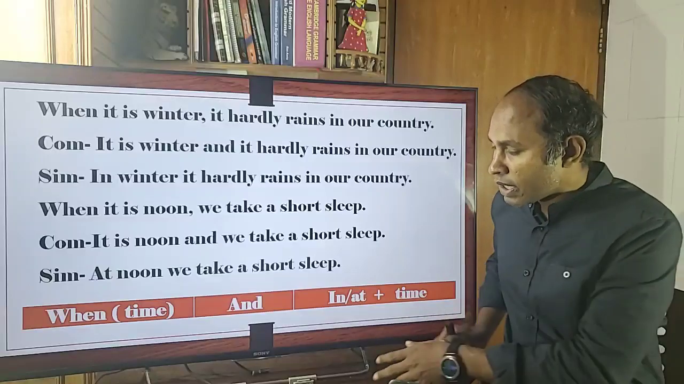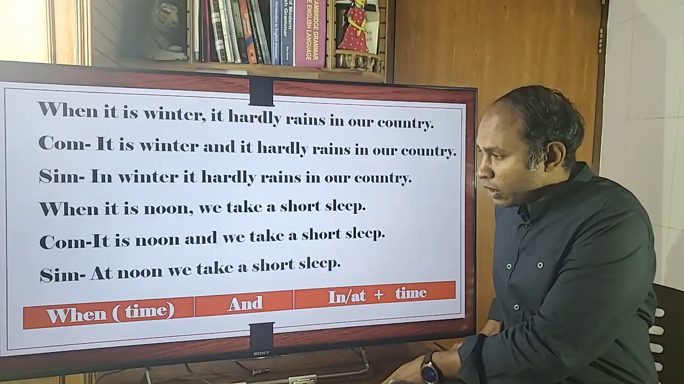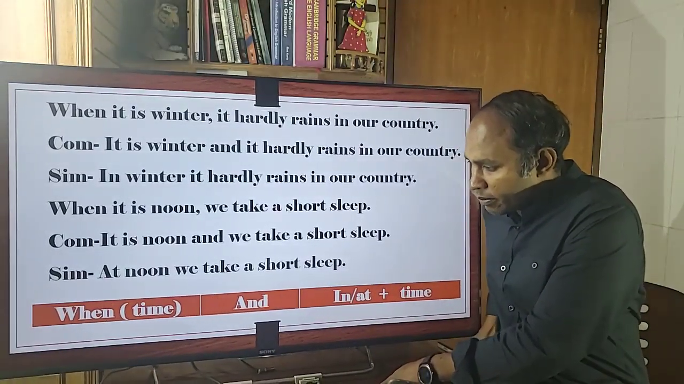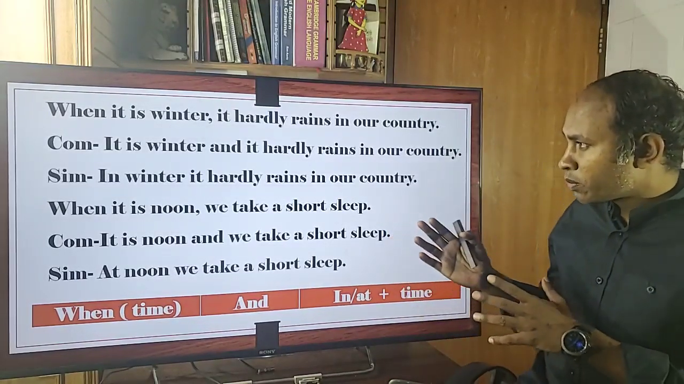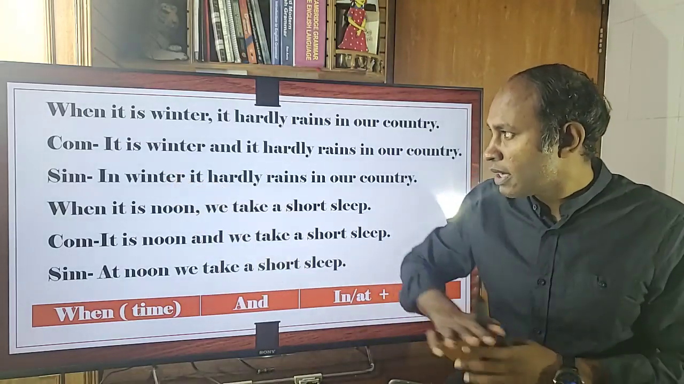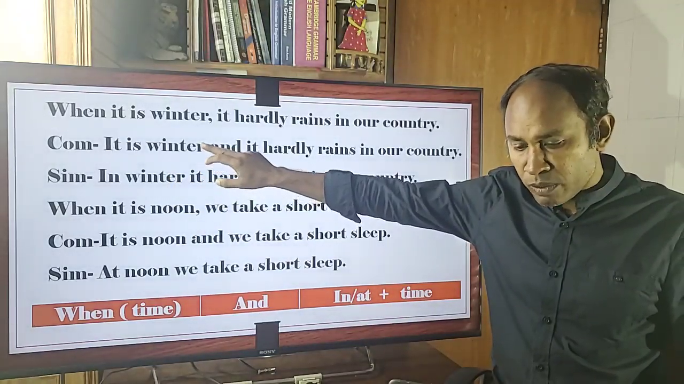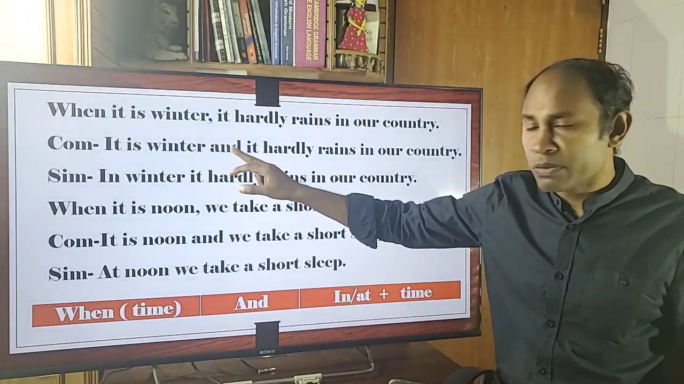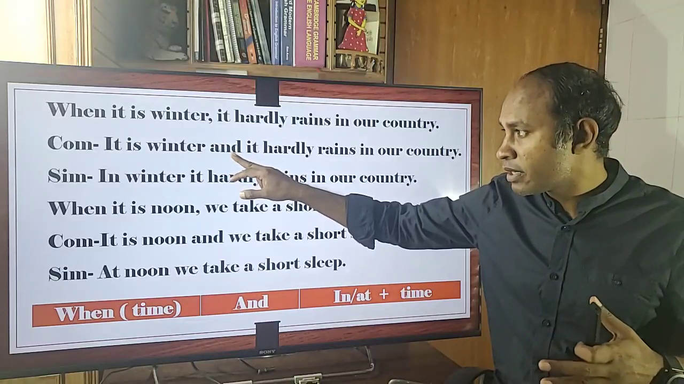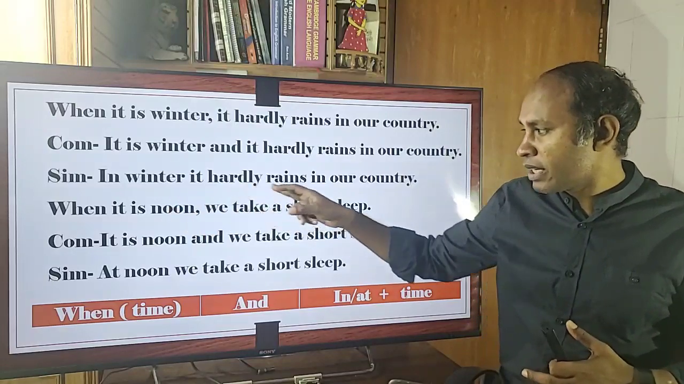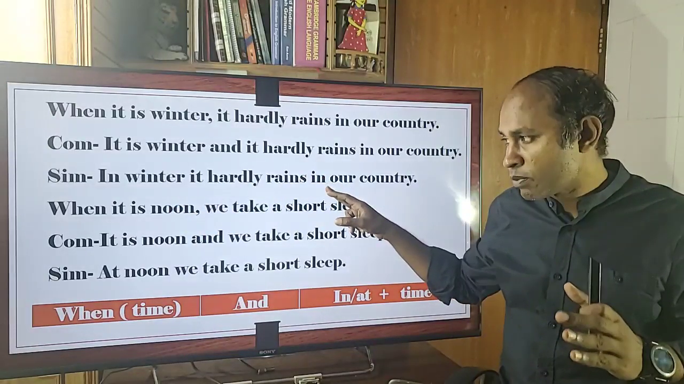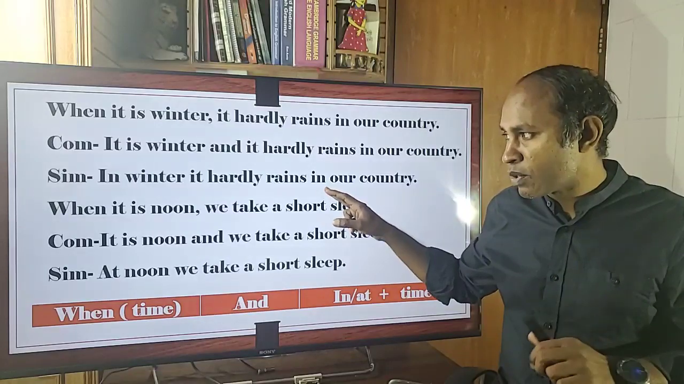Tahole kono ekta boro shomoyer age amra in boshabo. Ebong as you see je compound is so easy. Compound is so easy. আমরা compound করার সময় আমরা শুধু and বসিয়েছি. That's the correct answer. আর বড় সময়ের আগে আমাদের in বসে. এই জন্য in winter it hardly rains in our country. So in বসিয়েছি. মনে রাখো যে বড় সময়ের আগে in বসে.